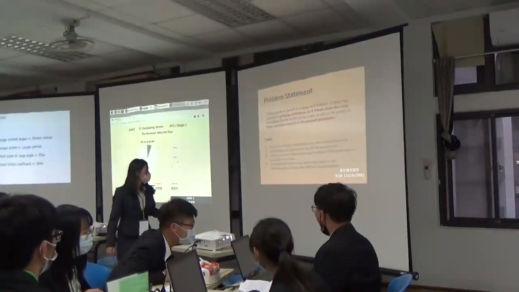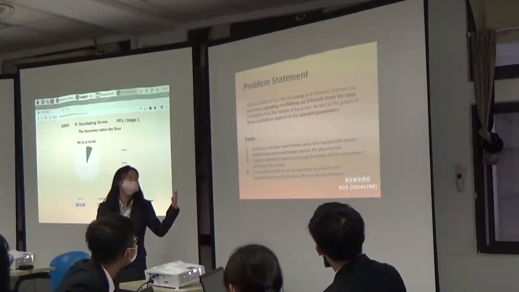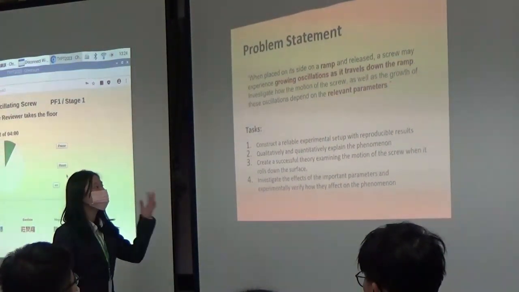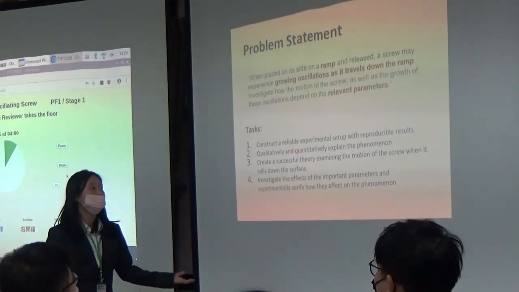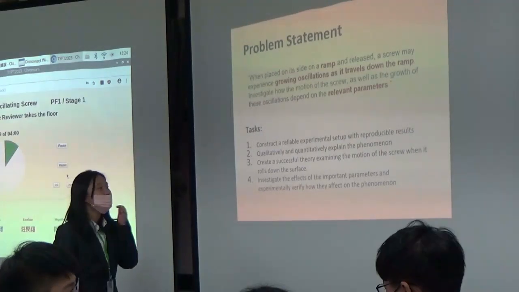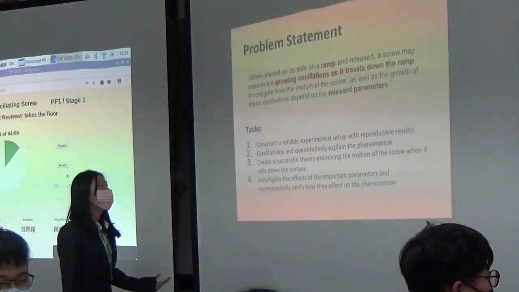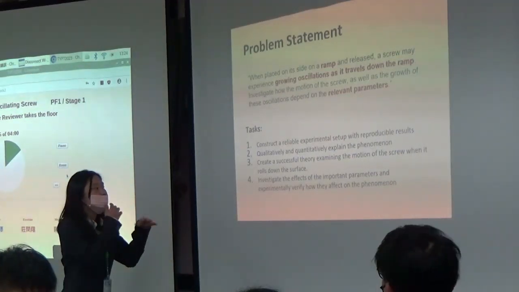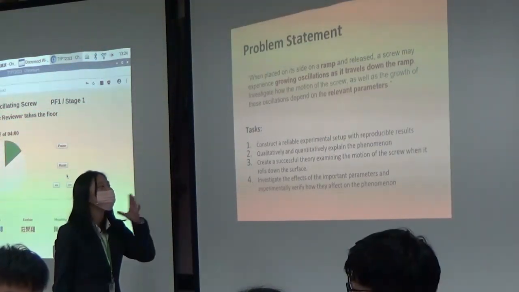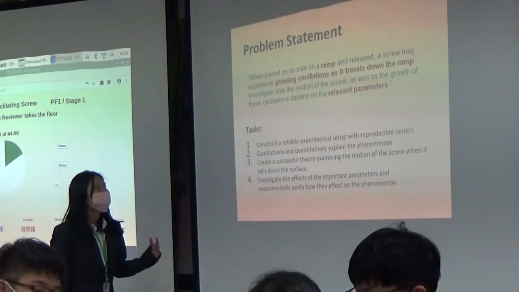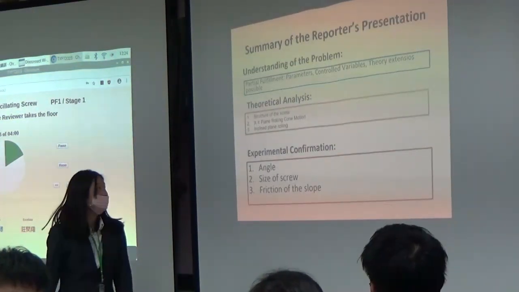In this discussion, we believe that there are 4 tasks that should be talked about. Firstly, to construct a reliable experimental setup with reproducible results. Secondly, to have a qualitative and quantitative explanation of the phenomenon. Thirdly, to create a successful theory examining the motion of the screw when it's rolled down the surface. And lastly, to investigate the effects of the important parameters and experimentally verify how they affect the phenomenon.